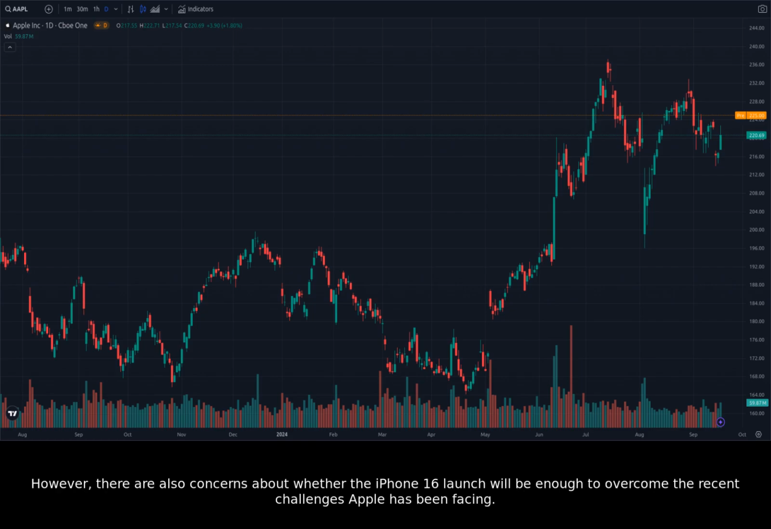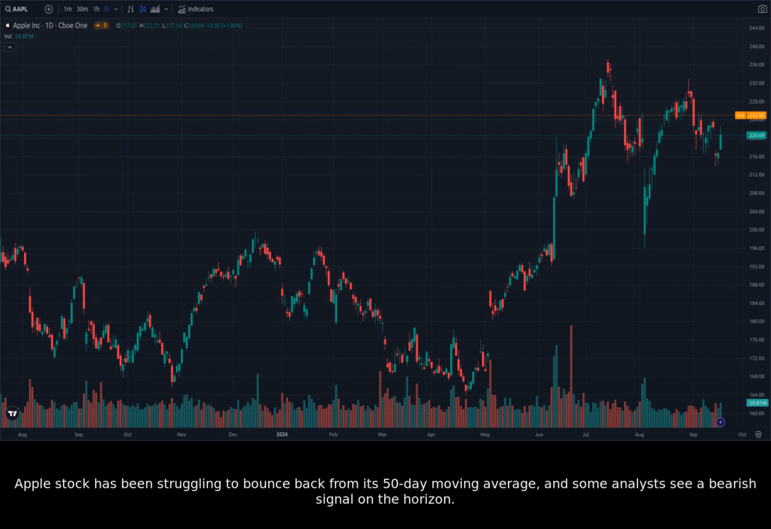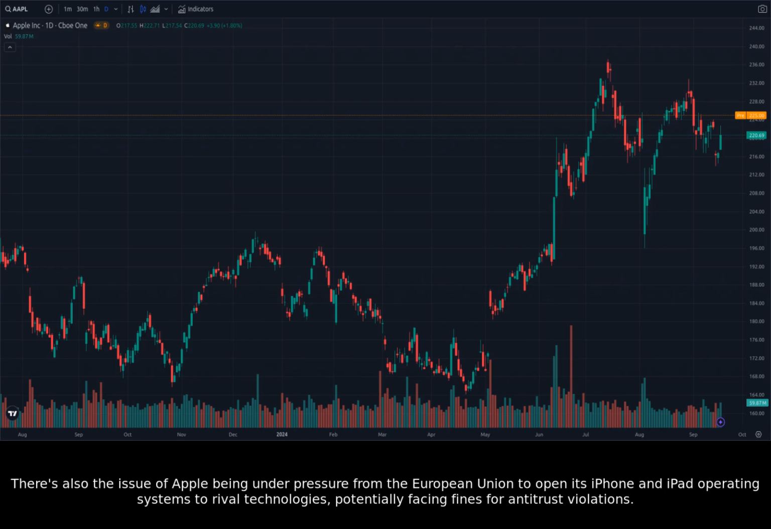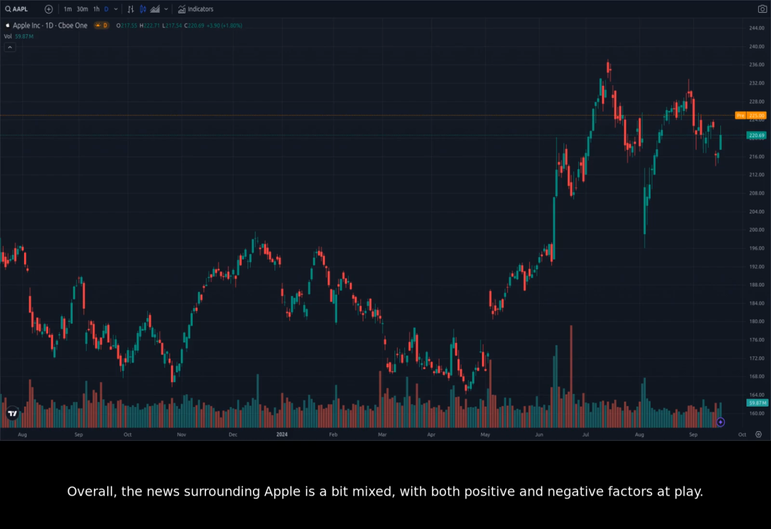However, there are also concerns about whether the iPhone 16 launch will be enough to overcome the recent challenges Apple has been facing. Apple stock has been struggling to bounce back from its 50-day moving average, and some analysts see a bearish signal on the horizon. There's also the issue of Apple being under pressure from the European Union to open its iPhone and iPad operating systems to rival technologies, potentially facing fines for antitrust violations. Overall, the news surrounding Apple is a bit mixed, with both positive and negative factors at play.